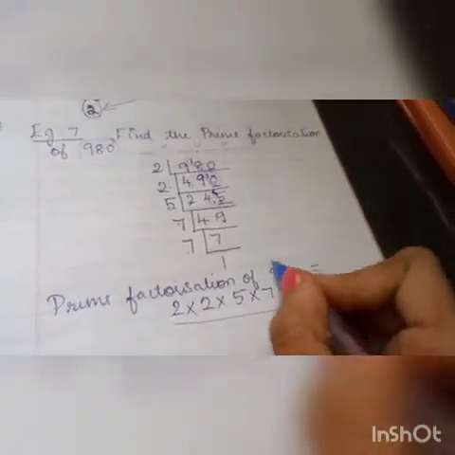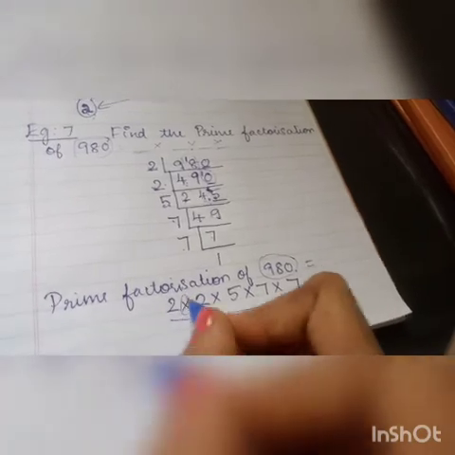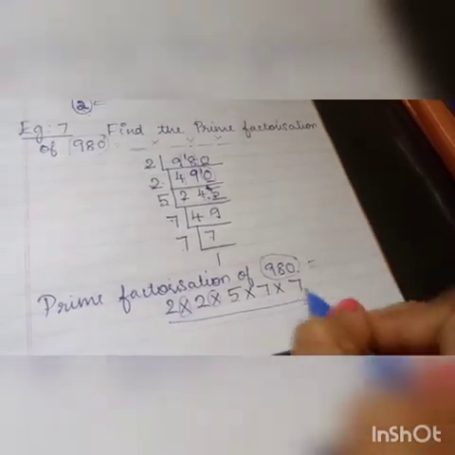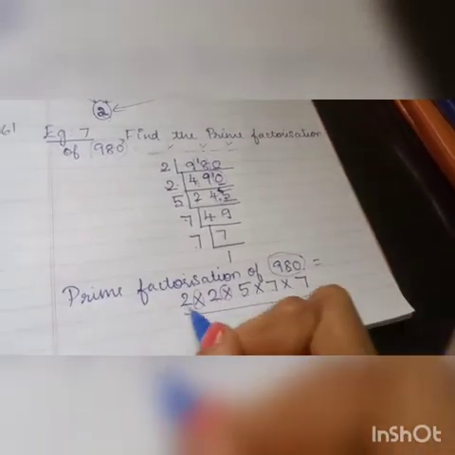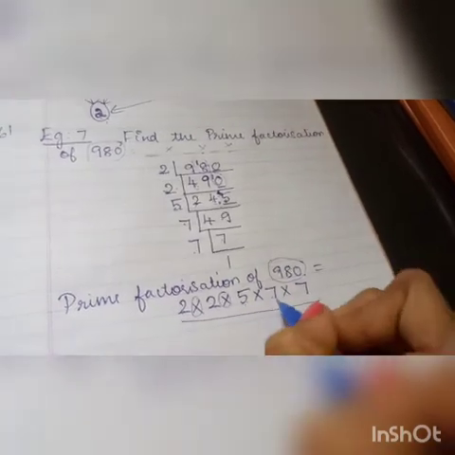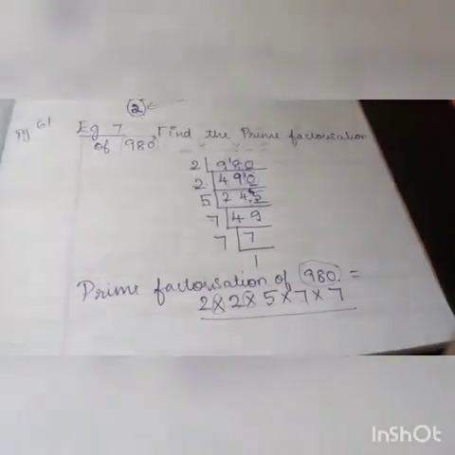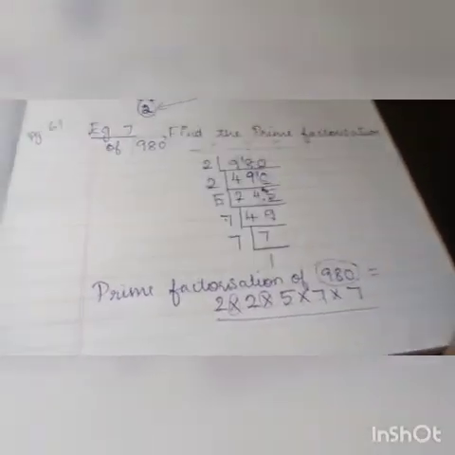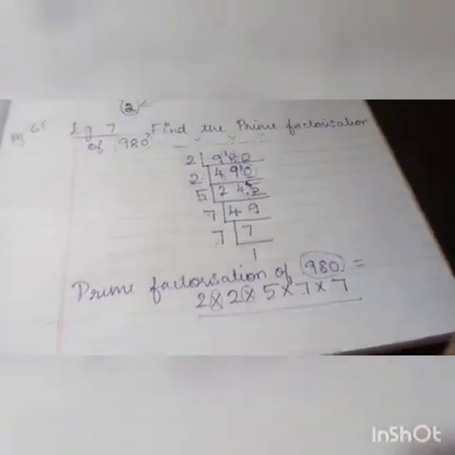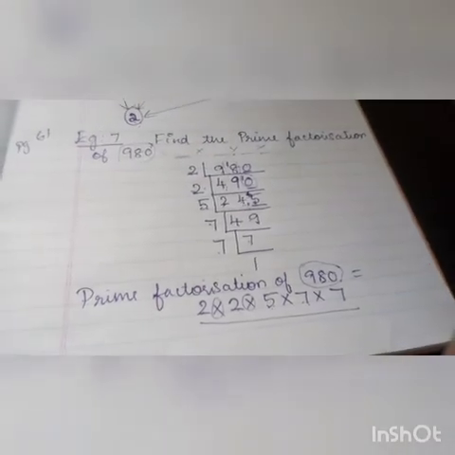I told you, 980 is written as product of prime numbers. Only prime numbers are used here. 2, 5, 7. Only prime numbers are used here. No other numbers should be used. You should not use 4. You should not use 6. Only you should use the prime numbers. Understood, children? Now we can start with our exercise problem.